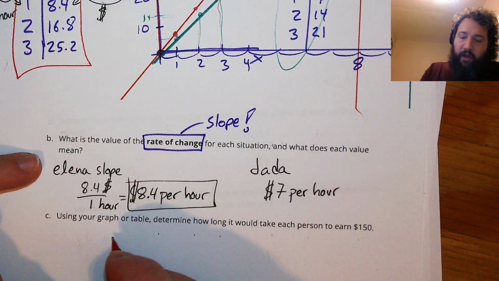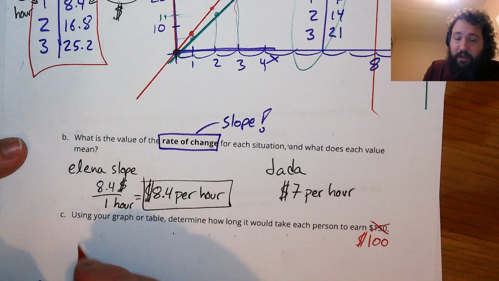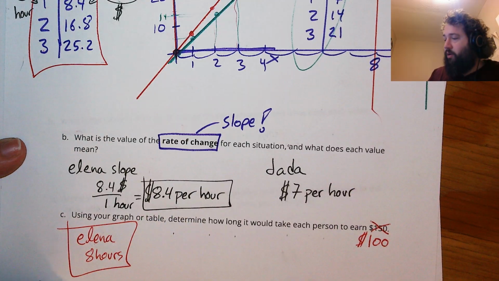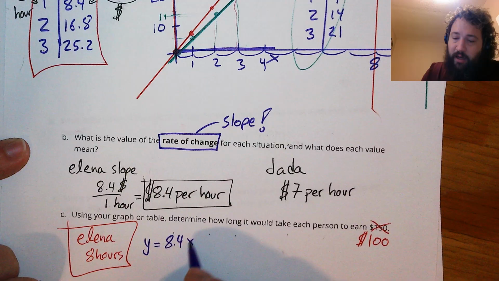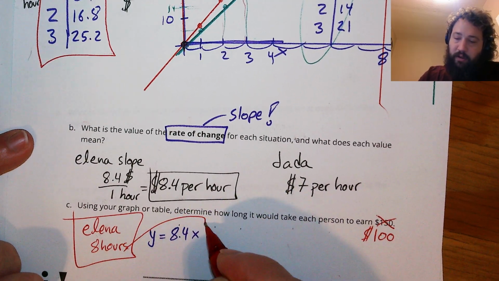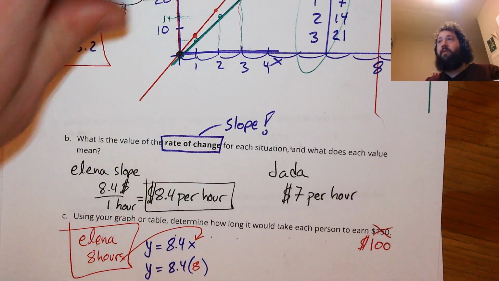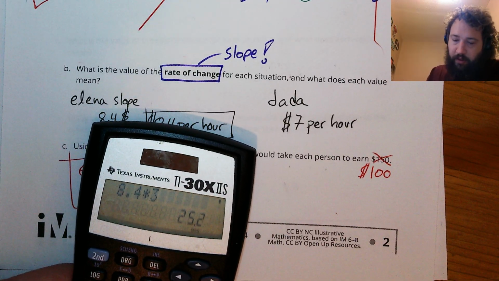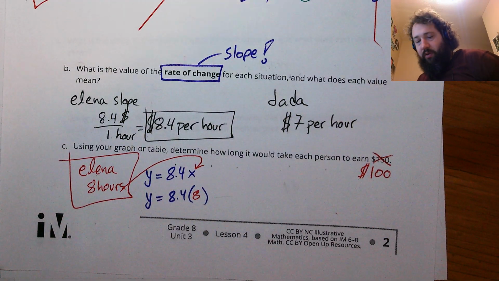So I'm changing this to 100 because that's how far I could reach on my graph. And my guess was that Elena was 8 hours. So let's plug that into her equation. Her equation was y equals 8.4 times x. So I'm going to put that 8 hours into my x, and I get y equals 8.4 times 8. And I can tell you already we're going to be off a little bit. That's not quite the number that I want. Let's go here. 8.4 times 8, 67.2. That's not quite 100. My graph is off.